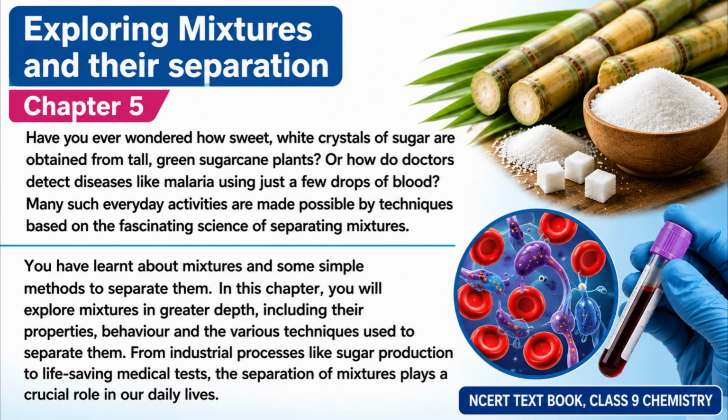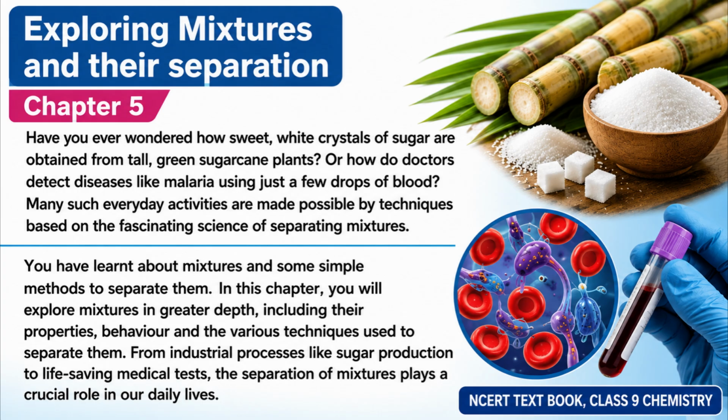So right now, if we talk about the sugarcane plants and the process of making sugar, it sounds very simple, but it is actually an interesting process. Sugarcane juice contains sugar mixed with many other substances. So the juice is first extracted from sugarcane, and then it goes through different processes to remove the unwanted materials. Slowly, the pure sugar is separated and formed into white crystals. That's how something we see in our kitchens every day actually comes from a plant through the separation of mixtures.